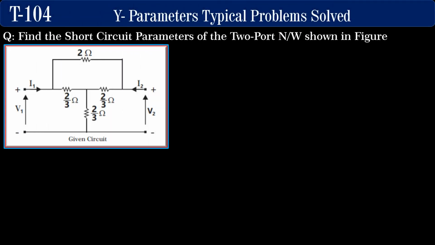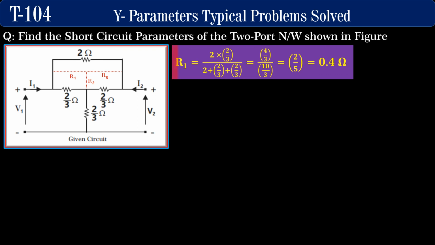Friends, consider the given circuit to find Y parameters using matrix operations. For that, we shall convert this delta network into equivalent star network where R1, R2 and R3 are the resistances in star. We know R1 is equal to 2 into 2 by 3 divided by 2 plus 2 by 3 plus 2 by 3, and by solving we get R1 is equal to 0.4 ohm.